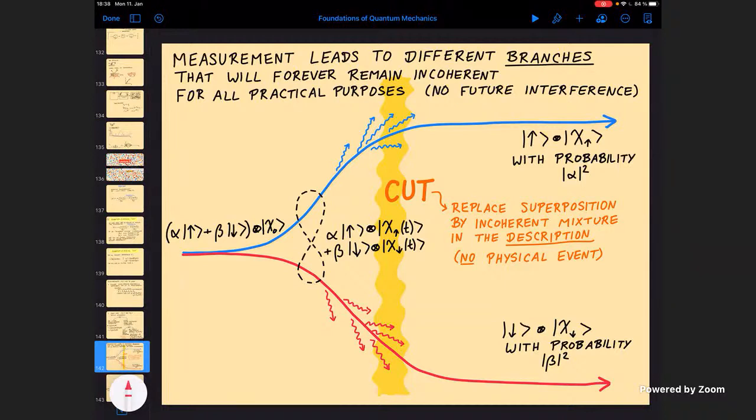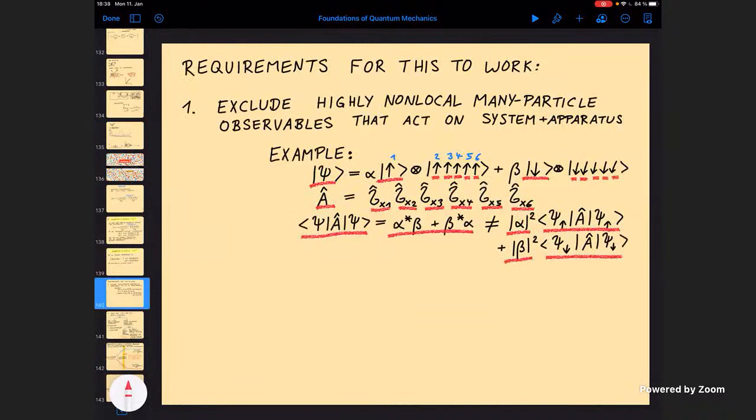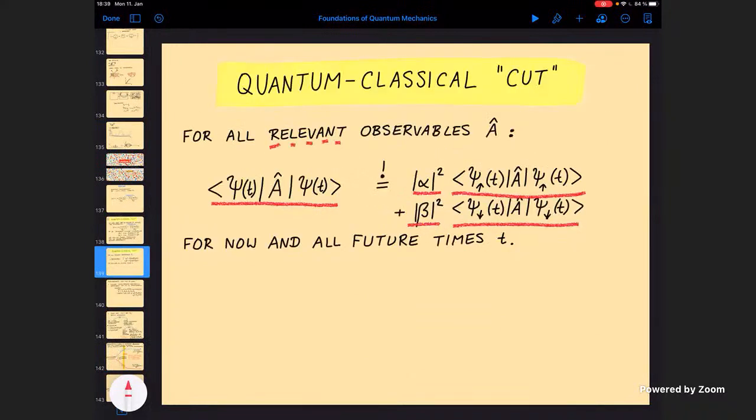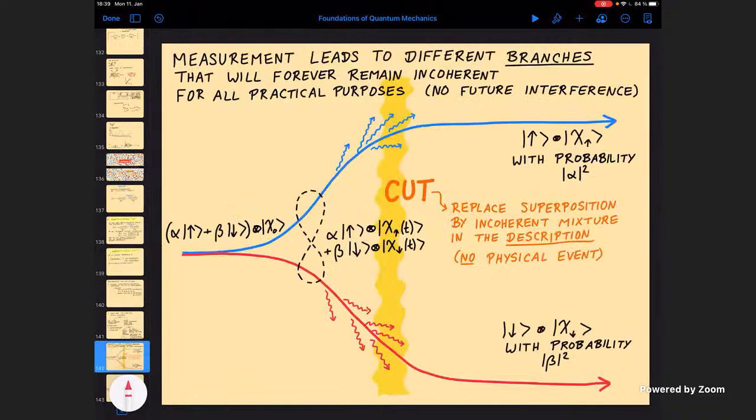So to make it more concrete, what I wrote down here, the measurement leads to different branches that will forever remain incoherent for all practical purposes. So there will be no future interference. And when we say remain incoherent, what we mean is, of course, exactly this replacement, that we are able to do this replacement. And when we say for all practical purposes, we also mean by that for all reasonable observables, ruling out these crazy non-local observables. So this is what we can do. So that's the high level picture. And now maybe let's go through the different phases of that again.